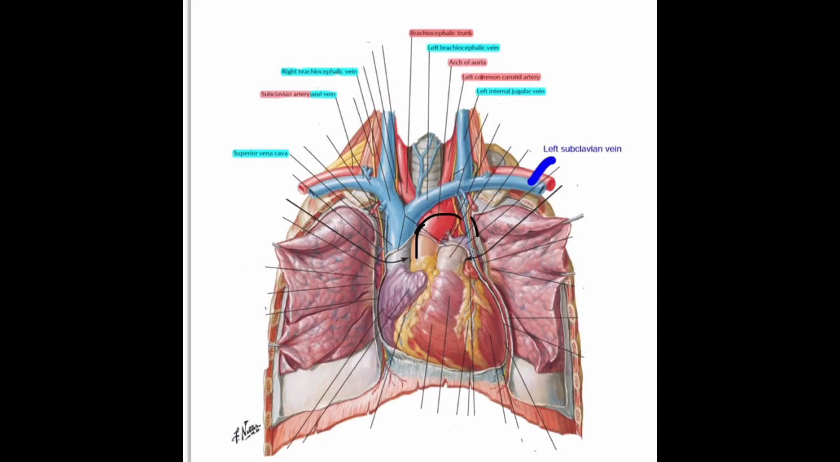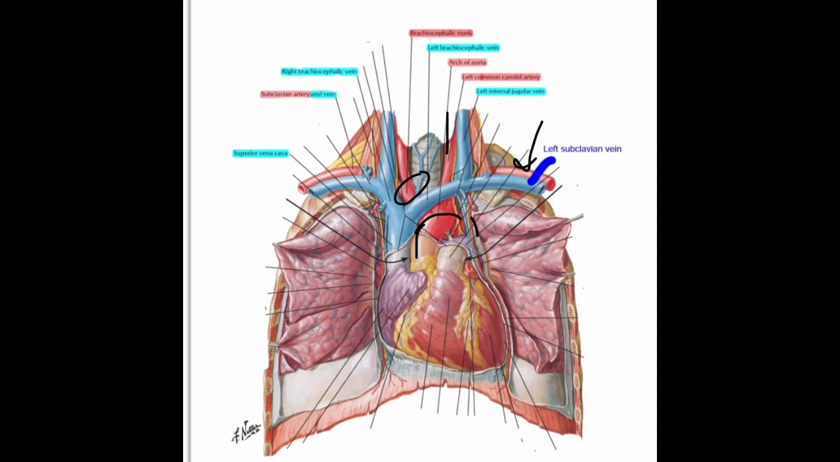So the branches that we are concerned about here are the branches that are given off by the arch of the aorta. There are three branches that are given off by the arch of the aorta. One is the left subclavian artery. See, the one present right behind the left subclavian vein, this is the left subclavian artery. Then here this one is the left common carotid artery, and the third is the brachiocephalic trunk. This here that you can see is the brachiocephalic trunk.